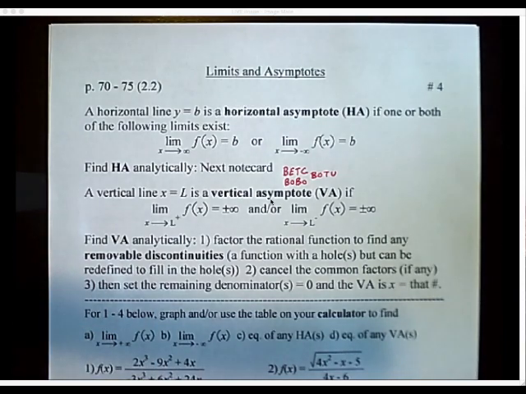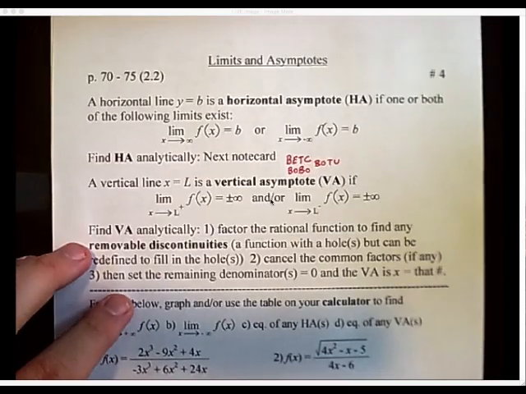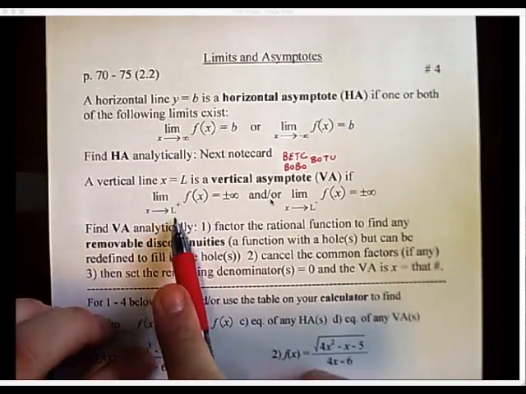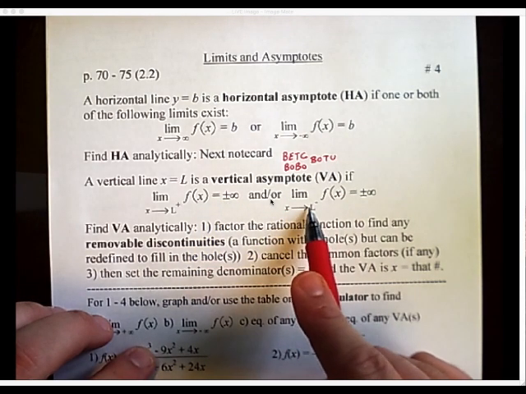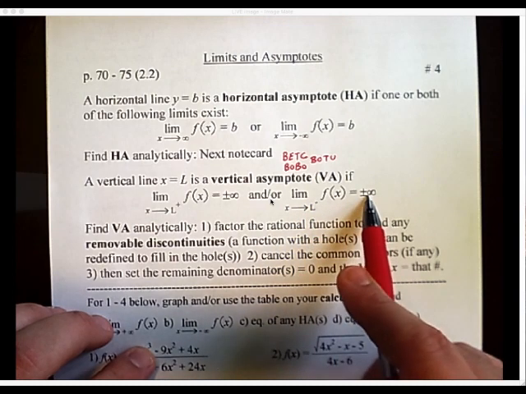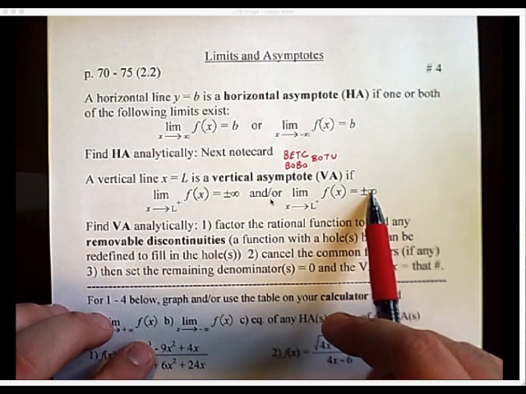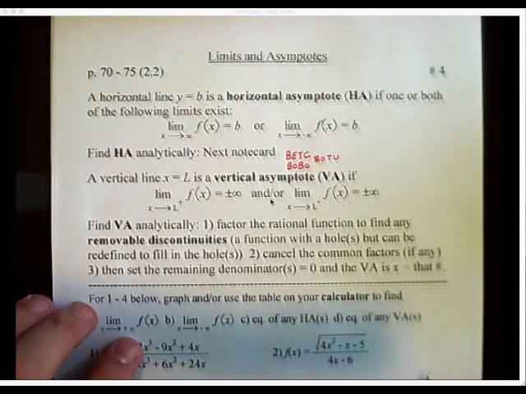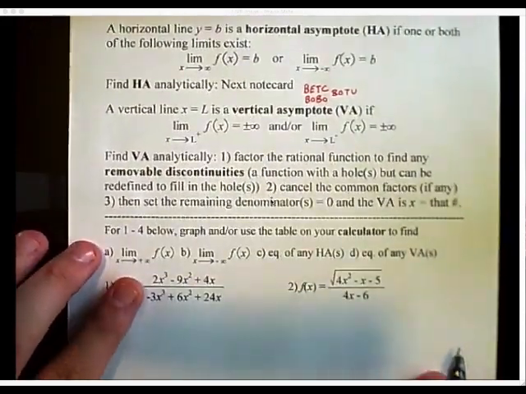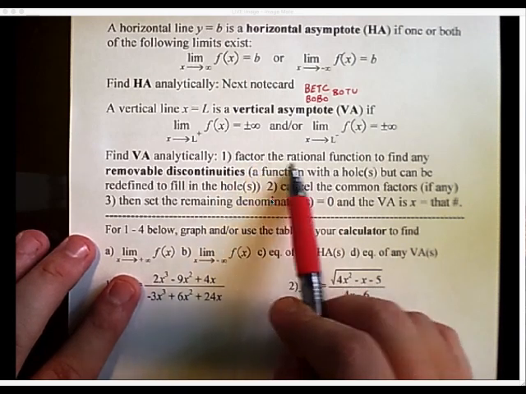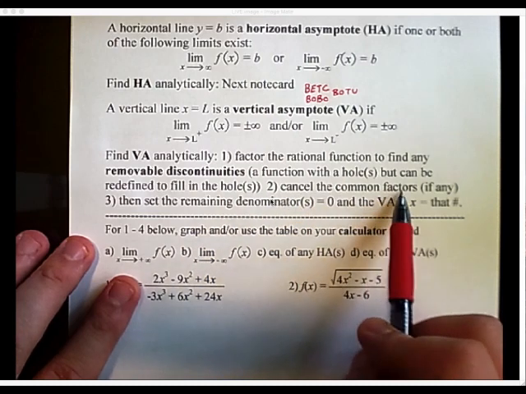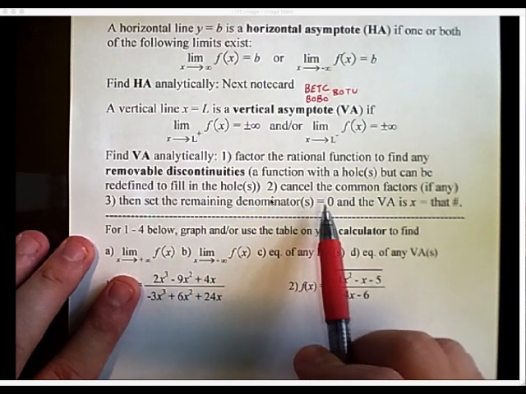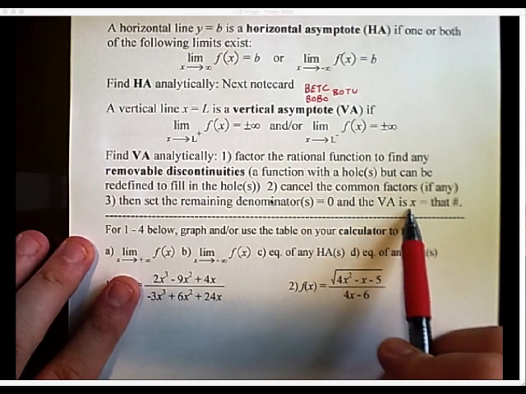Okay, and a vertical line, x equals L, is a vertical asymptote, or a VA, if as x approaches a number from the right it goes to positive or negative infinity, or as you approach that number from the left it approaches positive or negative infinity. Now, how do you find vertical asymptotes analytically? Factor the rational function to find any removable discontinuities, cancel the common factors, then set the remaining denominator equal to 0, and the VA is x equals that number.